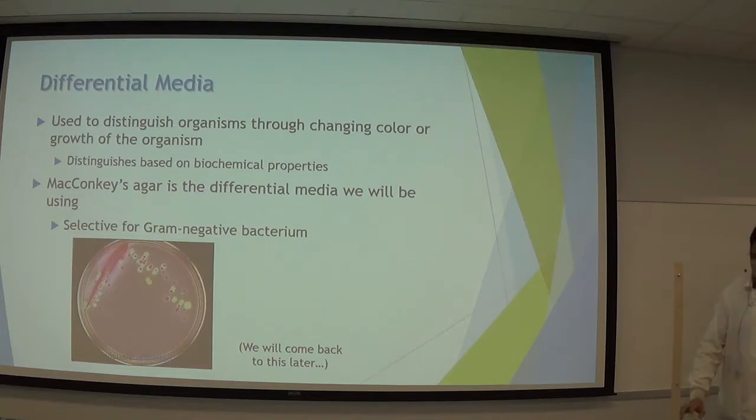You can also see that there's some color indicators inside the media that are able to be broken down by certain types of bacteria, but others not. And when it breaks down, you can see these different colors in the colonies, and that's how you're able to differentiate between the two. So that's the differential part of the media.